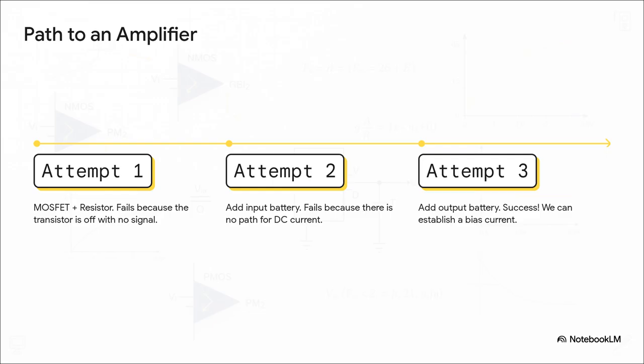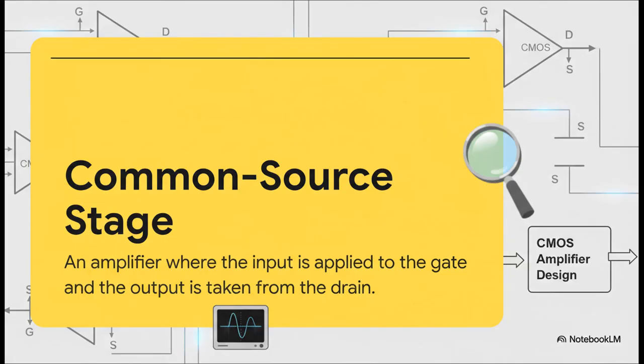And that leads us to attempt 3. We add a second battery, our power supply, in the output loop. And success! We finally have a steady DC current, a bias current, and a complete path for it to flow. This is the key insight. An amplifier needs a stable DC condition to keep the transistor alive and kicking, ready to do its job. And this working circuit, this little triumph of ours, it has a name. It's called the common source amplifier.